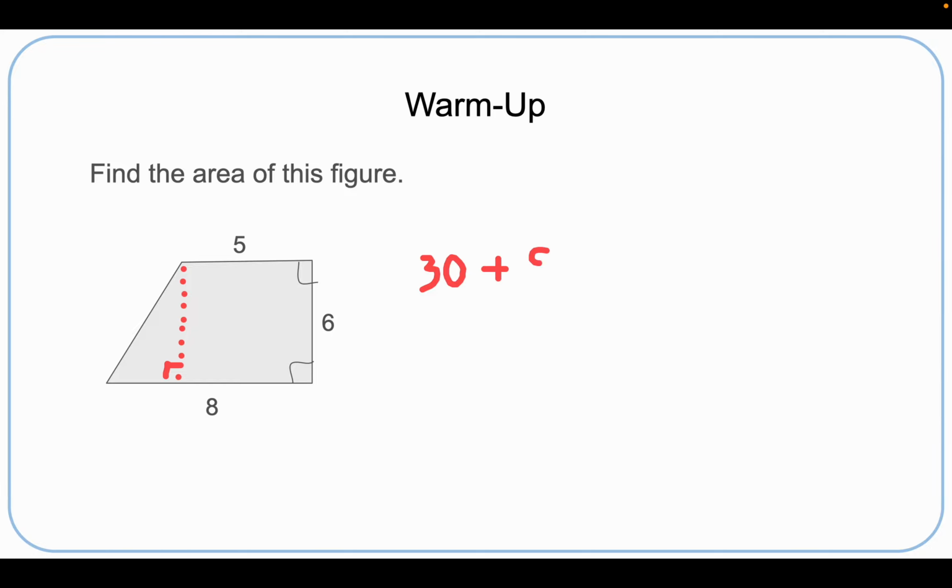So if we add our two parts together, you have 30 plus 9. So 39 units squared, we'll say, is the area of that figure.